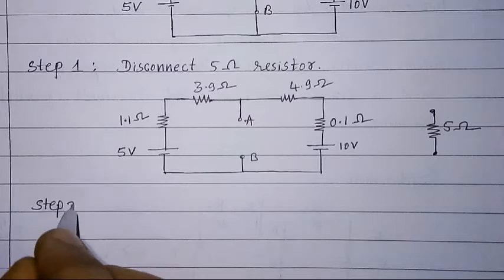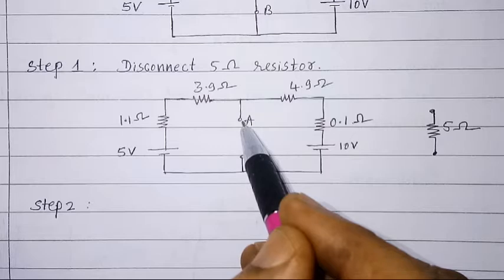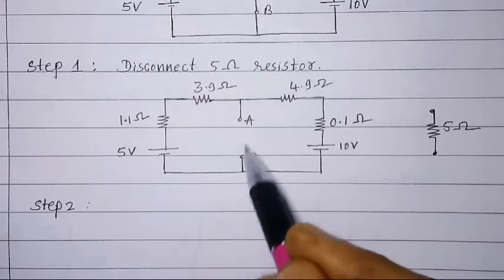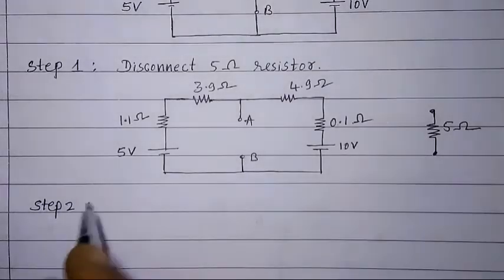In step 2, we will find voltage between or the potential difference between terminals A and B.